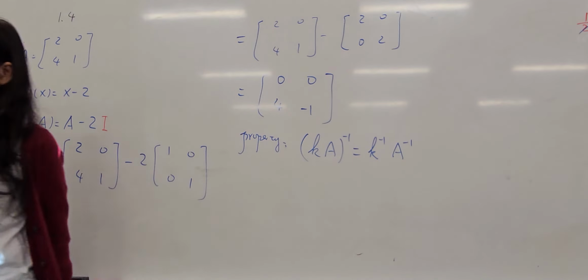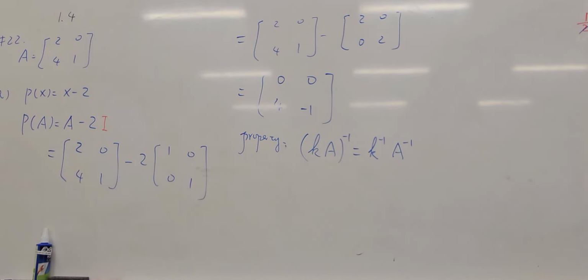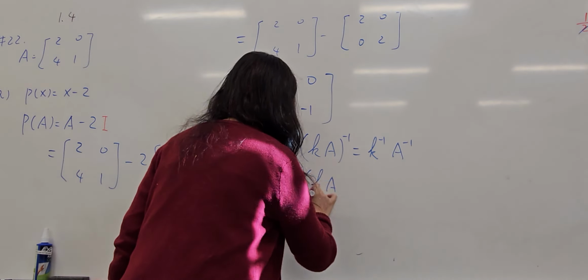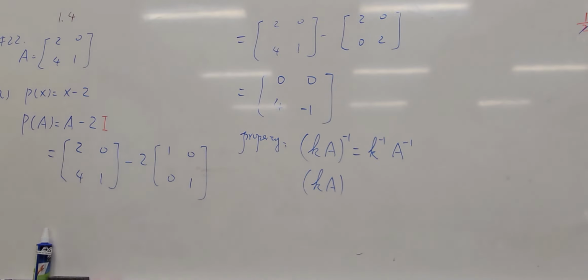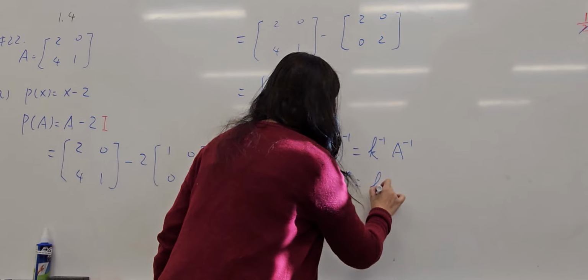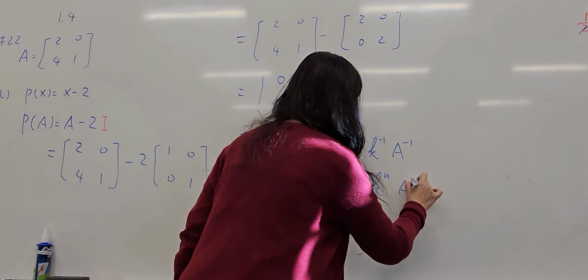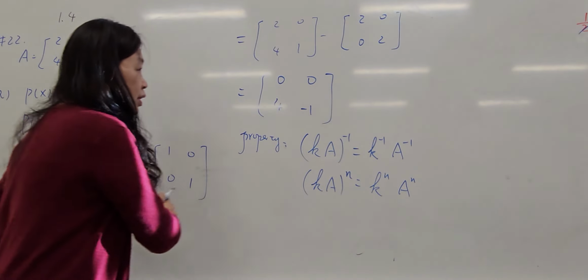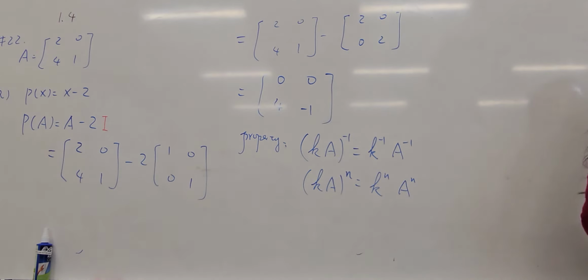This one you don't need to flip them because this is not a matrix here, this is just a number, okay? And then if you have an n power, (kA)^n, if it's just an n power here, it's just equal to k^n A^n, okay? So these are 2 properties you can also put into your file. And the last part I want to do is number 40.